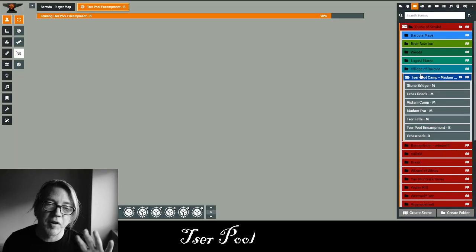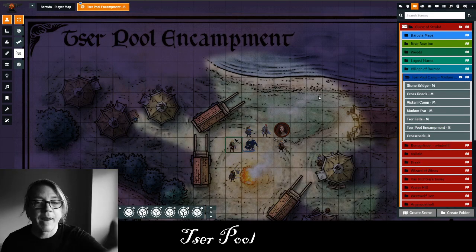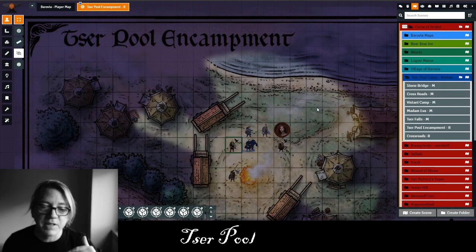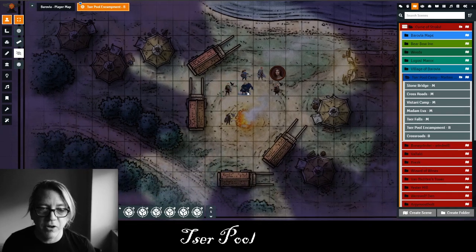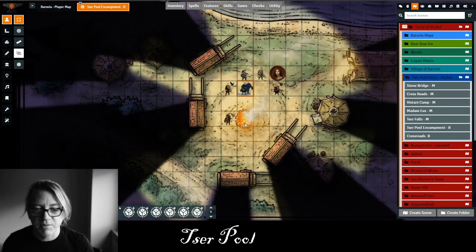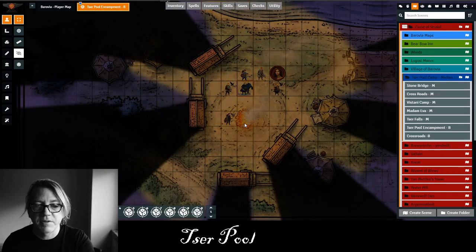This is actually from the book Curse of Strahd, or it can be downloaded if you've purchased it from D&D Beyond. I have it here, and of course I've put in some sound effects of a campfire, as well as some lighting effects, dynamic effects.